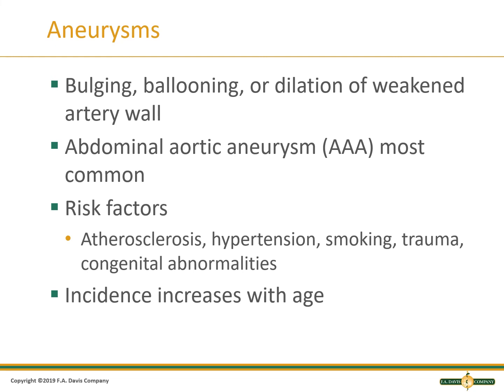Abdominal aortic aneurysm is the most common aneurysm, and that's going to be the focal point of discussion here. Abdominal aortic aneurysm is typically silent if it is less than 4 cm, and its incidence increases with age.